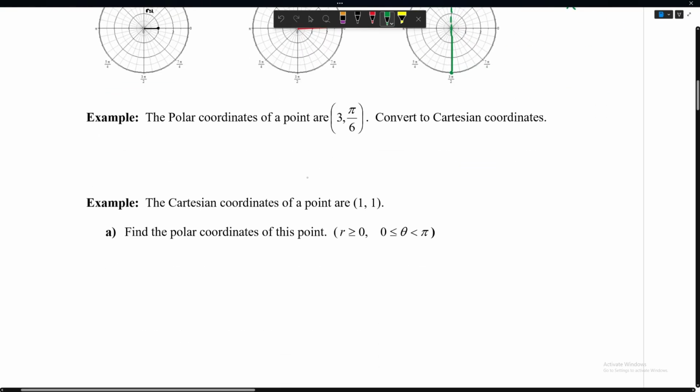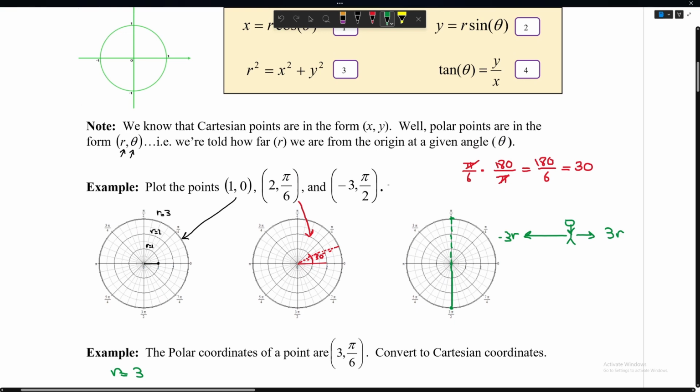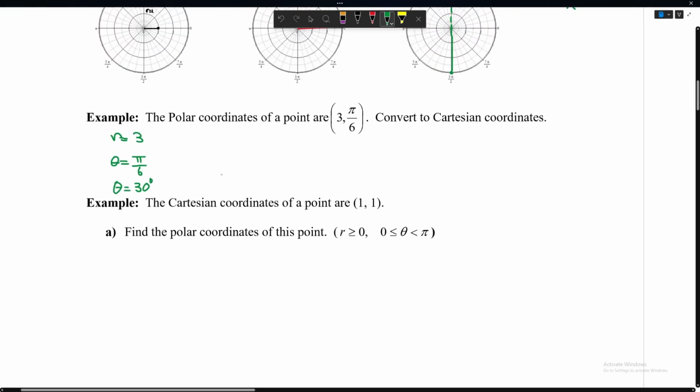Okay? Polar coordinates of a point are this. Convert to Cartesian equation. And so what this is telling you is r equals 3, and it's telling you your theta equals pi over 6. And we know we just said our theta is also 30 degrees. We converted it up here, right? Now, how do we convert to Cartesian equations, just in terms of x and y?